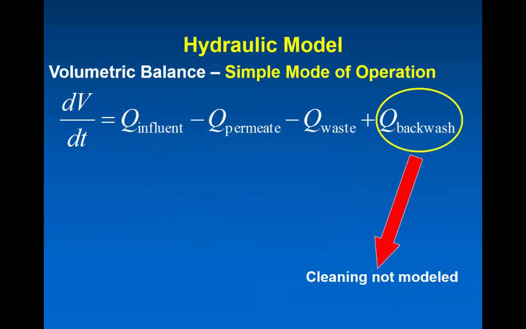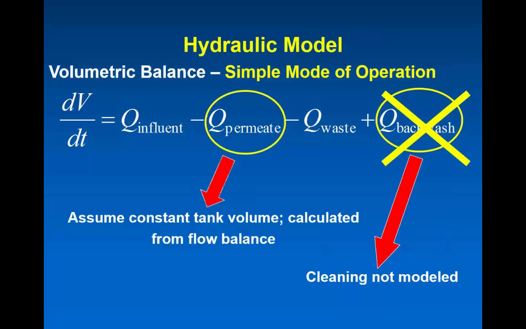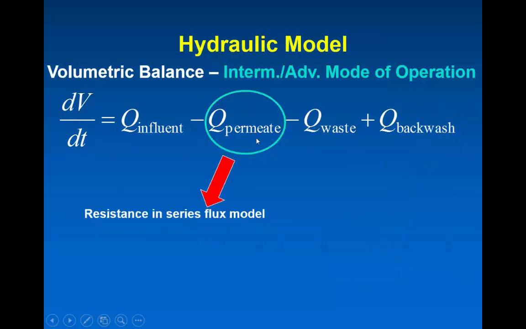Now, in simple mode of operation, we're not doing backwashing, so this is not actually relevant in our equation. And the permeate is basically calculated by the flow balance. We are able to assume in simple mode that there's no change in the volume, so our dV/dt over here is 0, and we just calculate from subtraction.